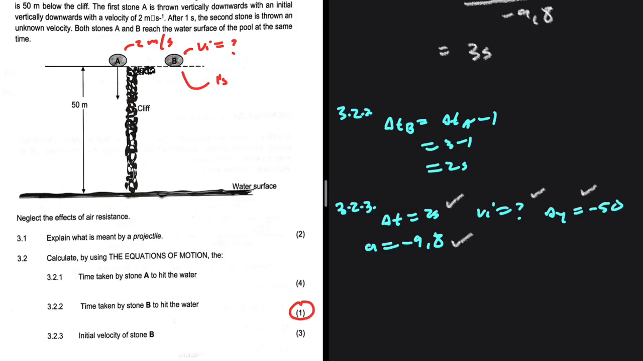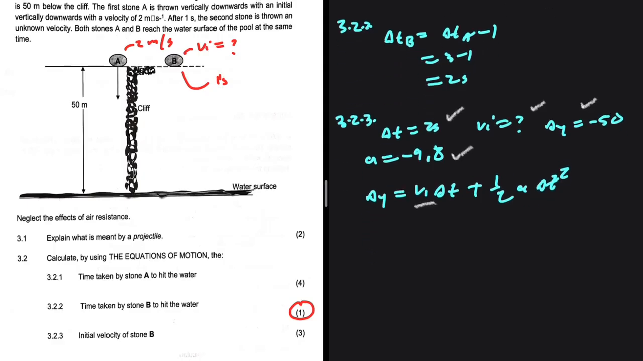I'm looking for Vi. I can use delta Y is equal to Vi delta T plus a half a delta T squared. I'm looking for Vi, so I'm not going to have to solve a quadratic equation. Yeah, I always run away from solving a quadratic equation. I don't like complicating my life unnecessarily. So delta Y, that is minus 50, and Vi, it's what I'm interested in. Delta T is 2 plus a half, acceleration minus 9.8, delta T 2 squared.